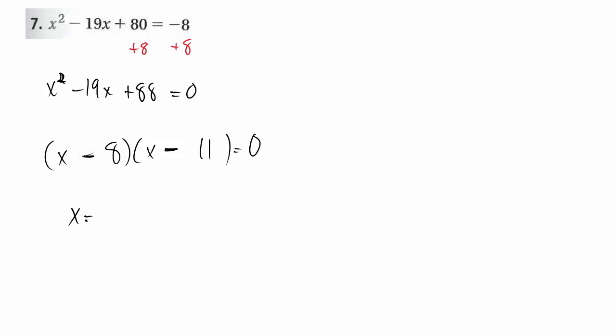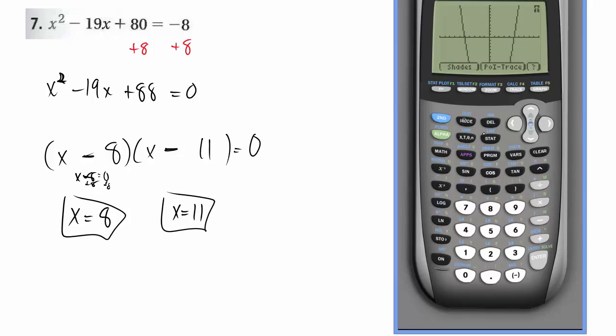But your solutions aren't negative 8 and negative 11. Your solutions are x equals positive 8, x equals positive 11. Again, because of the work that you do either mentally or writing it down, you add 8 on both sides of this equation like so. So 8 and 11. And again, we can check that by using the quadratic formula.